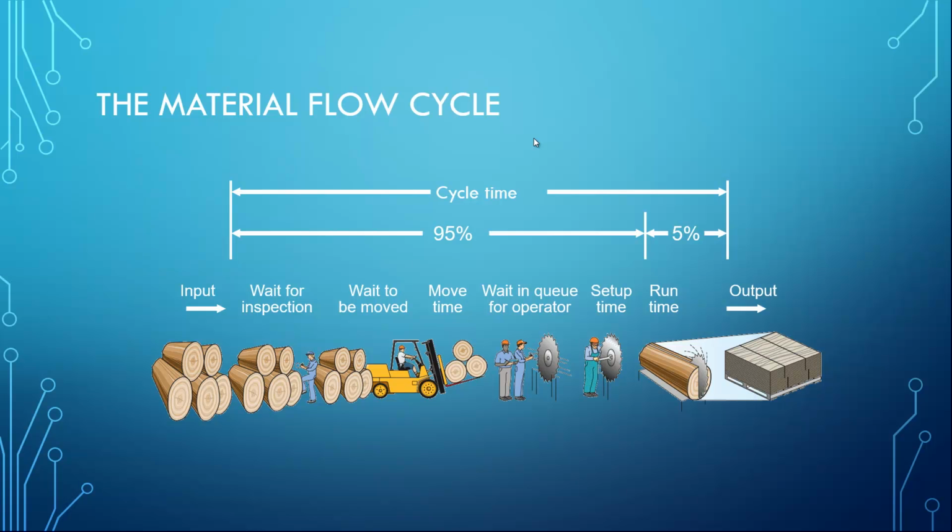This slide shows an example of the material flow cycle. As shown in the figure, the run time is only 5% of the total cycle time, while 95% will be moving, waiting, and setting up the machines that would be required to process the item. So 95% is just waste, movement, or waiting, and only 5% is the processing.